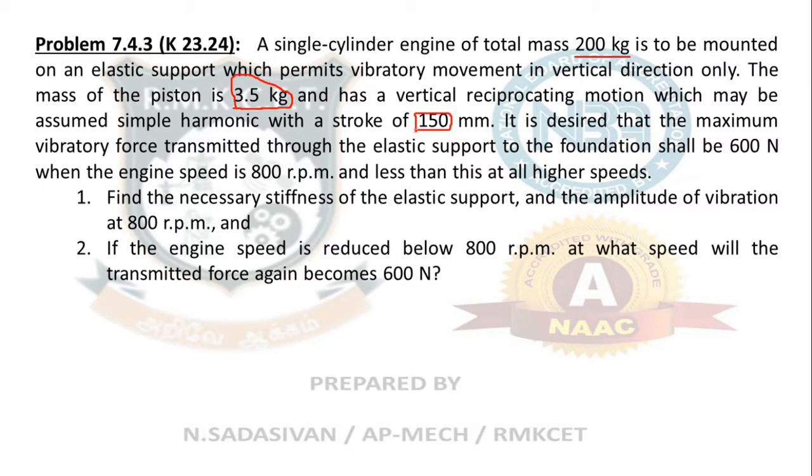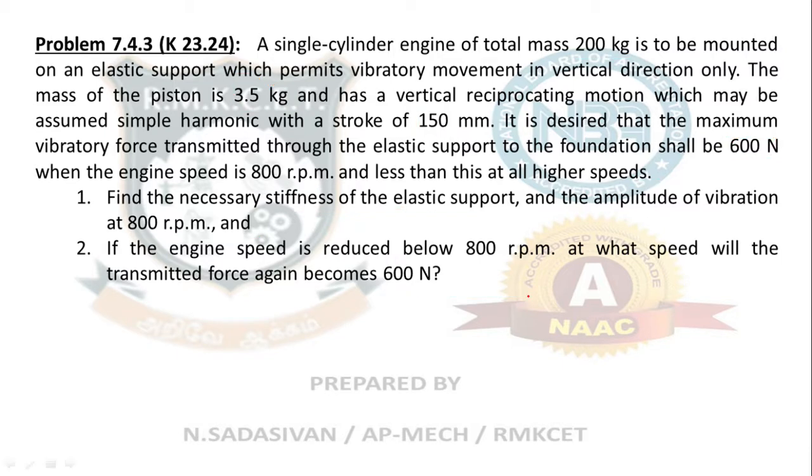It is desired that the maximum vibratory force transmitted through the elastic support to the foundation shall be 600 Newton, not exceeding 600 Newton. So Ft is 600, when the engine speed is at 800 rpm and less than this at all higher speeds. Find the necessary stiffness of the elastic support and the amplitude of vibration at 800 rpm. If the engine speed is reduced below 800 rpm, at what speed will the force transmitted again become 600 Newton?